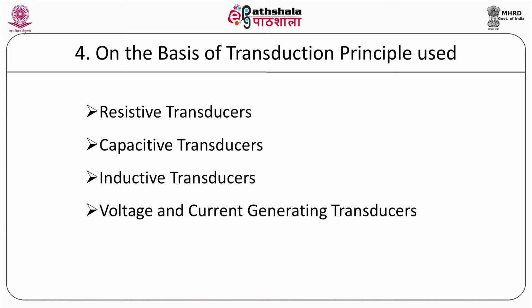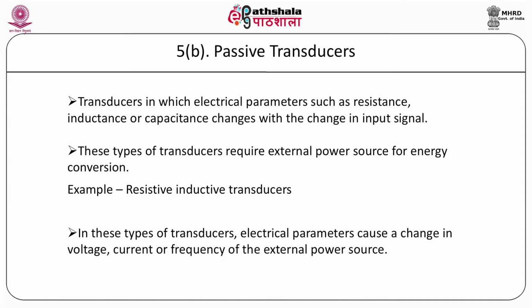On the basis of the transduction principle, we have resistive transducers, capacitive transducers, inductive transducers, and voltage and current generating transducers. Now what are passive transducers? Transducers in which an electrical parameter such as resistance, inductance or capacitance changes with the change in input signal, and these types of transducers require an external power source for energy conversion. For example, resistive and inductive transducers. In these types of transducers, electrical parameters cause a change in voltage, current or frequency of the external power source.